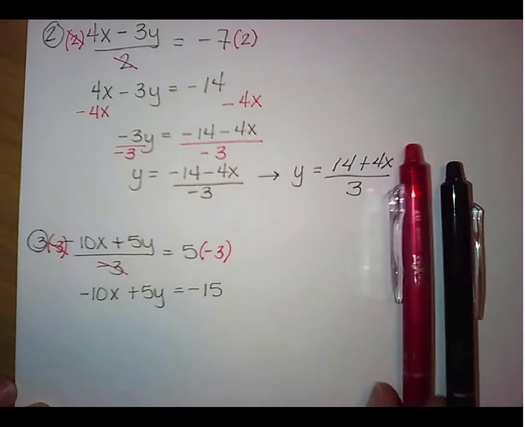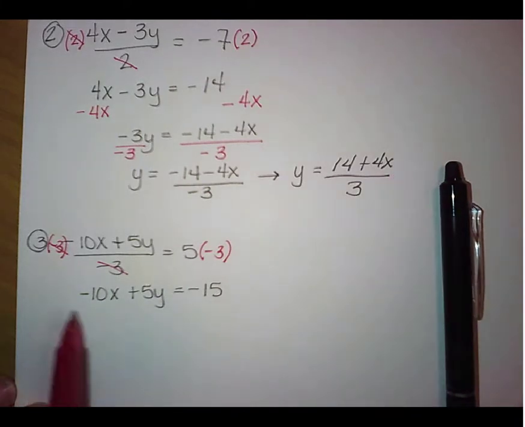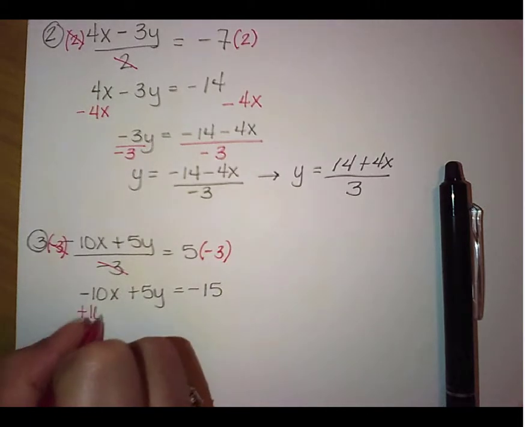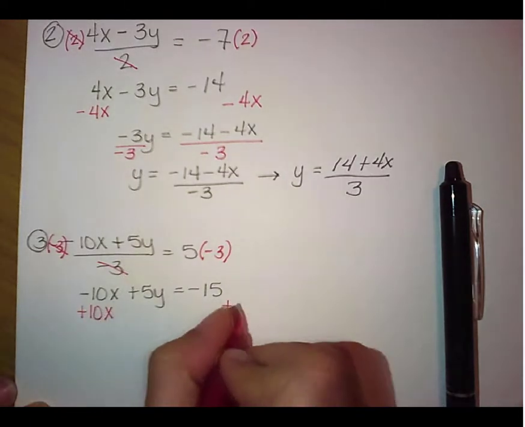So the next thing we're going to do, just the same as we've been doing, is move that negative 10x. So this time, since it's a minus 10x, we're going to add it, so add 10x to both sides.